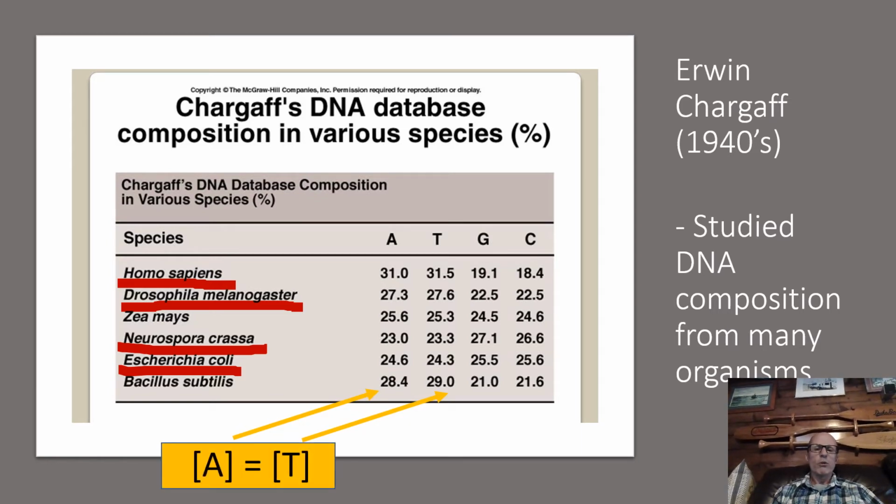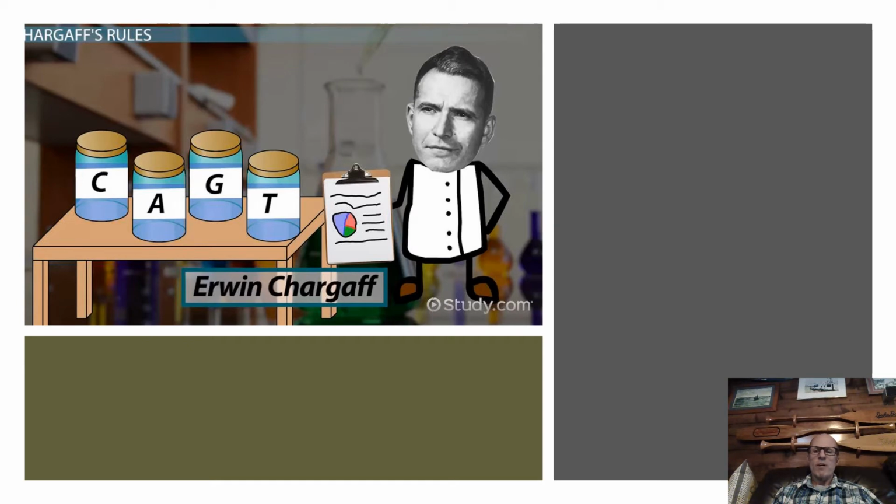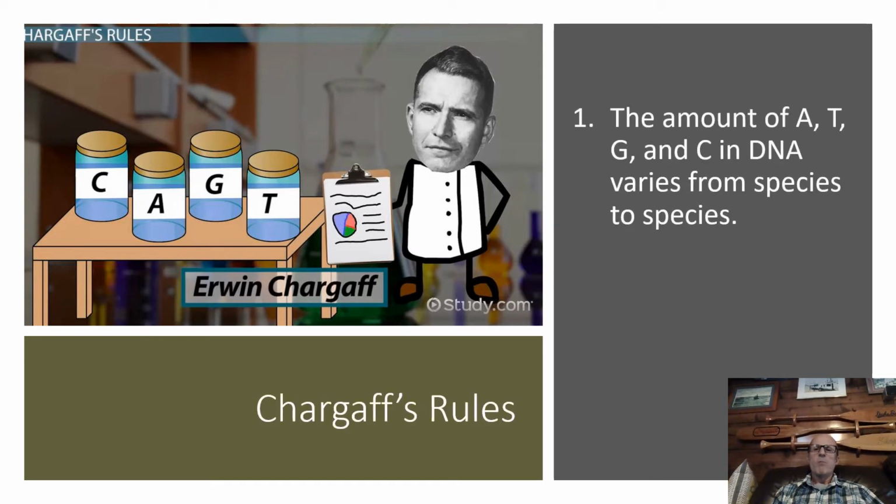So, in conclusion, adenine is equal to thymine, and cytosine is equal to guanine. This gives rise to Erwin Chargaff's famous rules. Number one, the amount of A, T, C, and G in DNA varies from species to species. Human DNA, for example, is more AT-rich than bread mold or E. coli. It turns out that's partly due to the fact that A and T are more easily broken when DNA replicates. Ironically, this wasn't figured out till a little bit later.